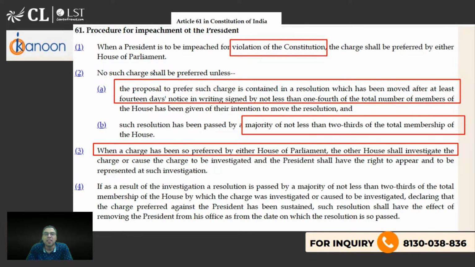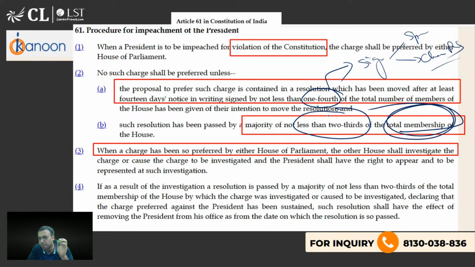Is that clear? First, to start a process, you have to have 1/4 members should sign it and give it to the Speaker of Lok Sabha, or in case of Rajya Sabha, Chairman of Rajya Sabha को देंगे. Then after the process starts, you have to pass it by 2/3 majority in both the houses, 2/3 of the total membership. Is it clear? Yes or no, guys? Please keep on writing yes or no, so that I can understand that you all are understanding.